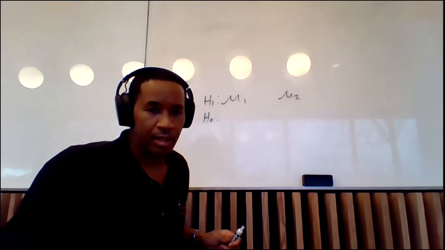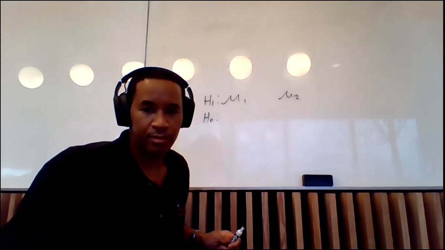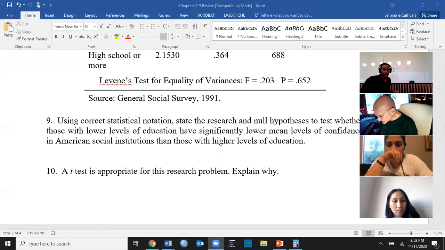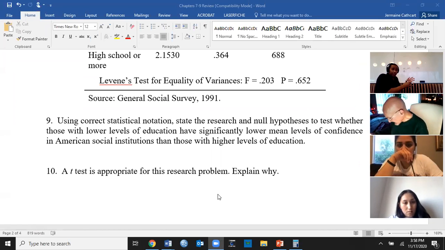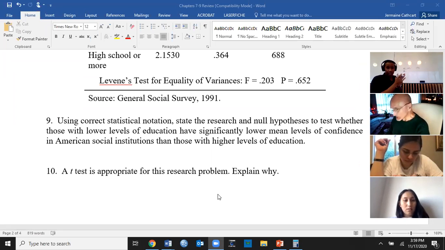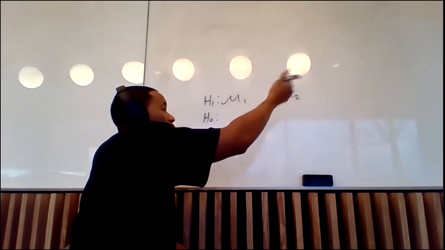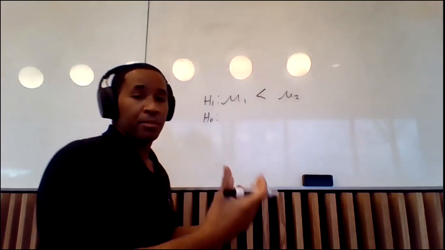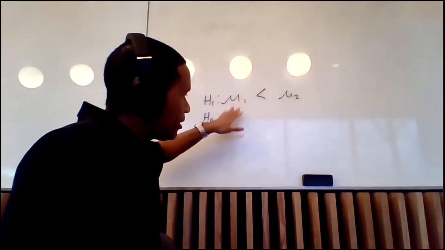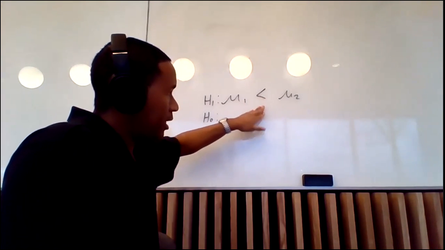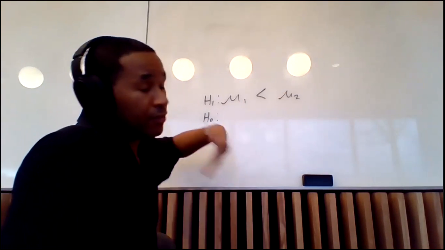Looking at this, what it's specifying here is that we're going to test whether those with lower levels of education, so the first group are the people with lower levels of education, have significantly lower mean levels of confidence in American social institutions. So knowing that it's lower, should we have a less than? We should have less than, good. We say that this group has lower levels of confidence in American social institutions than this group.